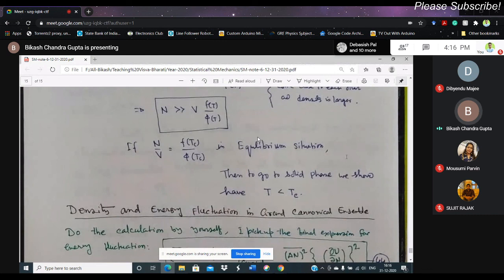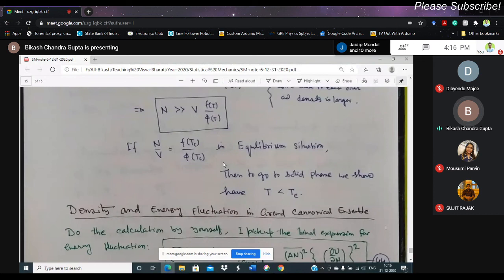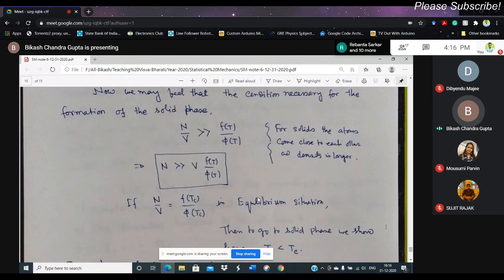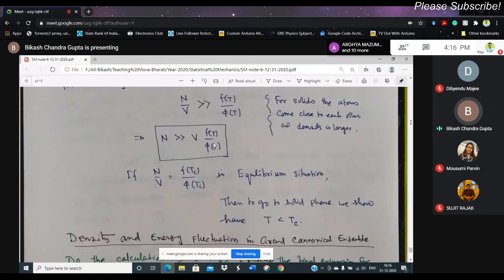Or in other words, now if you decrease the temperature, say N by V, if you define it as F of Tc by V of Tc, then the temperature has to be T less than Tc, okay, to go to the solid phase from the gaseous phase. This is a kind of phase transition that is happening, or you can have an idea about phase transition as the number of particles is larger than this value. Function of phi T is known, V is known. So this value gives you a kind of critical temperature or critical parameter, which tells you whether it is the gaseous phase or it is going to transit over to the solid phase.